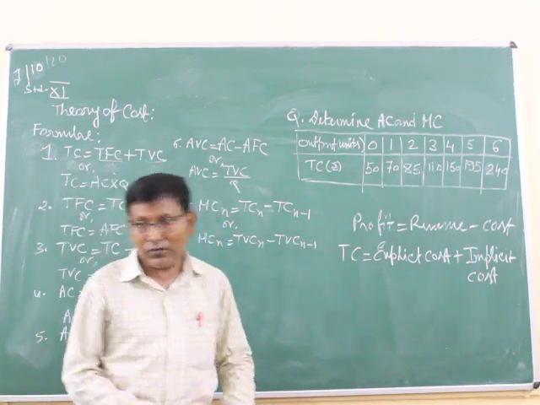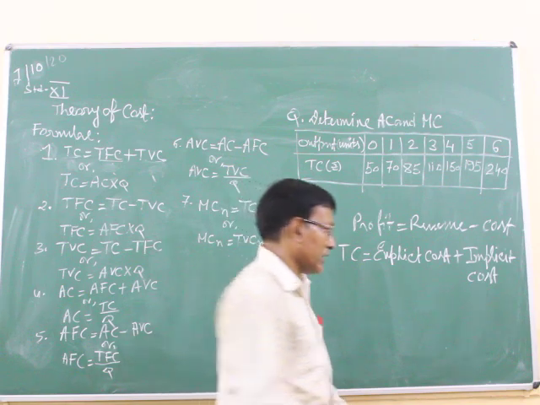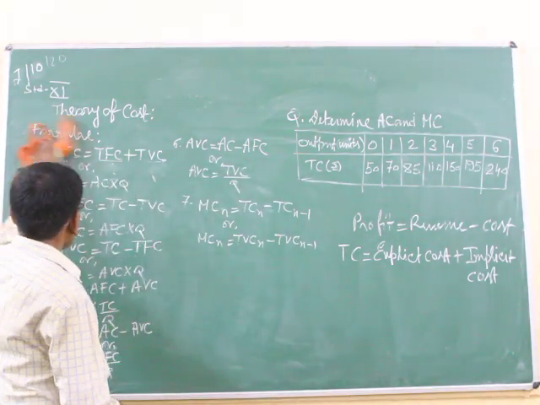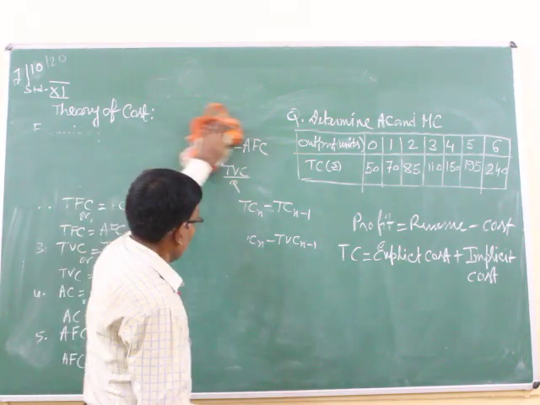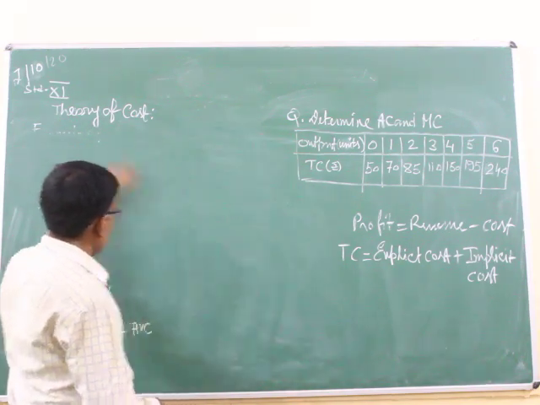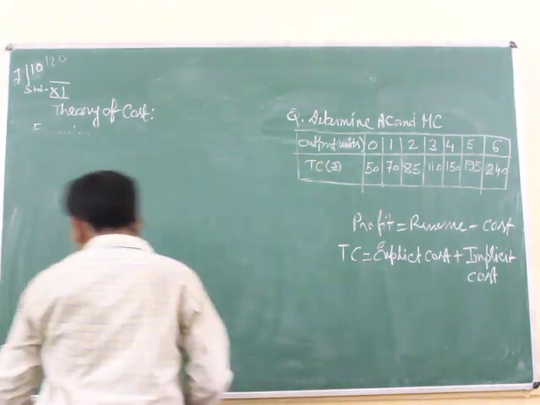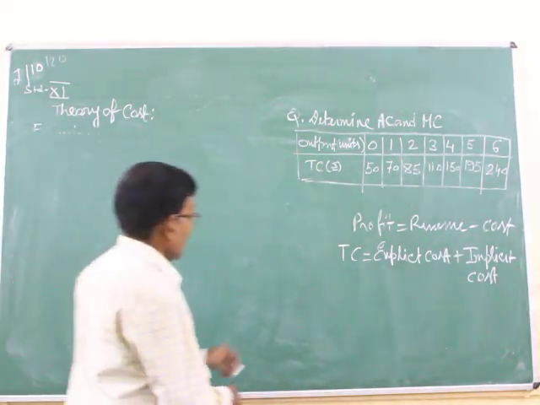So on the basis of these formulas, we have to solve different numericals. Okay. The first question I have written over here, you see, it is output. Output is denoted by the notation Q.